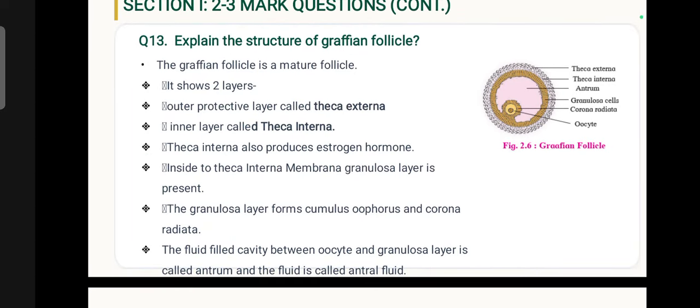Explain the structure of Graafian follicle. It is a mature follicle. It shows 2 layers. Outer protective layer called theca externa, inner layer called theca interna. The theca interna also produces estrogen hormone responsible for endometrium development. Inside the theca interna, membrana granulosa layer is present. The granulosa layer forms cumulus oophorus and corona radiata. The fluid-filled cavity between oocyte and granulosa is called antrum, and the fluid is called antral fluid.